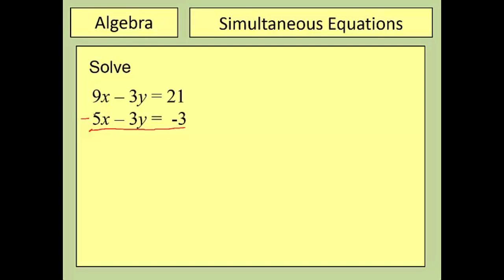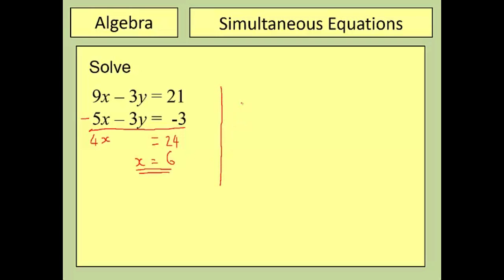So 9x subtract 5x is 4x. And this is why you subtracted the equations, because a negative 3y subtract a negative 3y must be 0. Because when you subtract a negative, it's just like adding, in which case we've got negative 3y add 3y, which must be 0. And then similarly, 21 subtract a negative 3, well, if you subtract a negative, that's like adding, so it's actually 21 add 3, which is 24, in which case x must give you 6, because 24 divided by 4 is 6. So that's half of the solution.